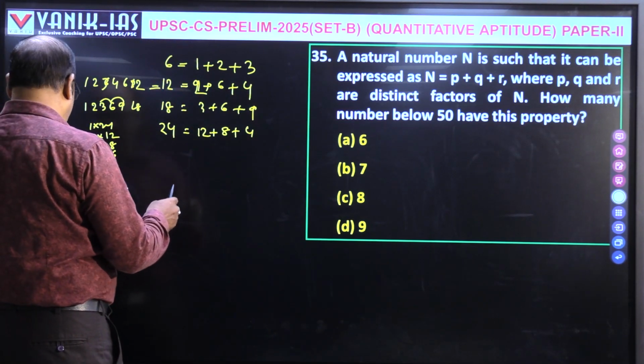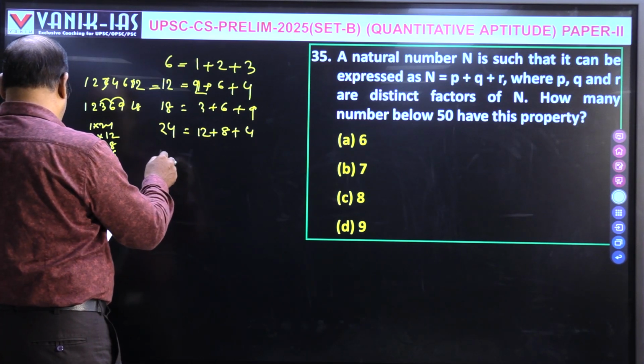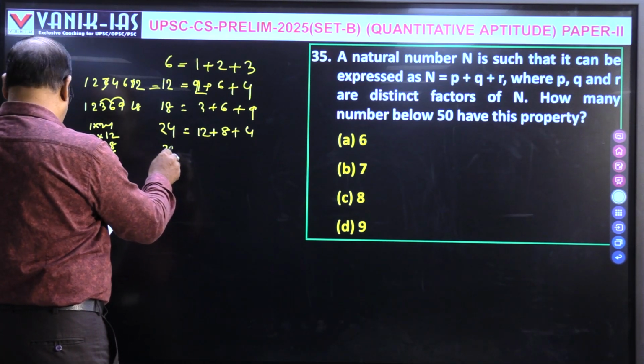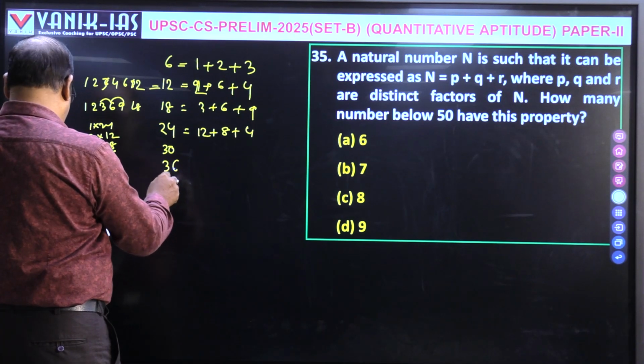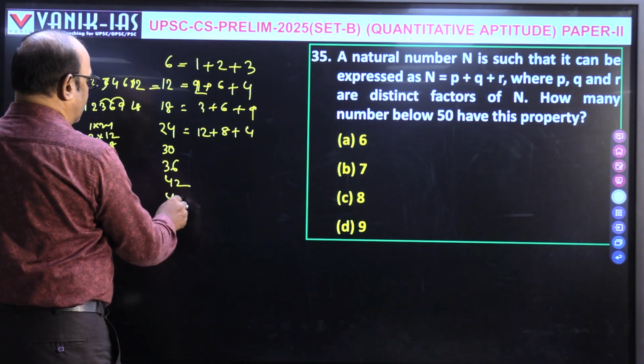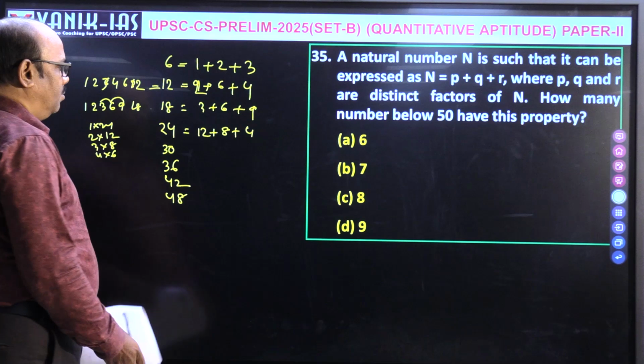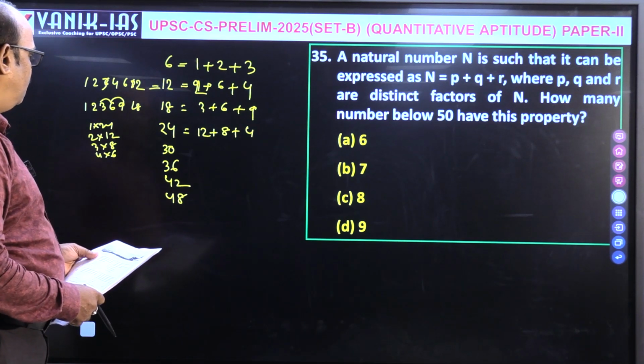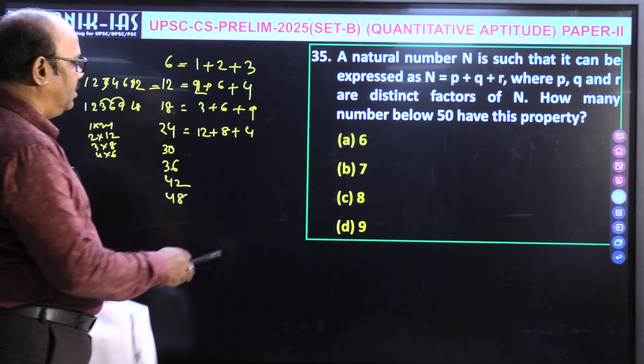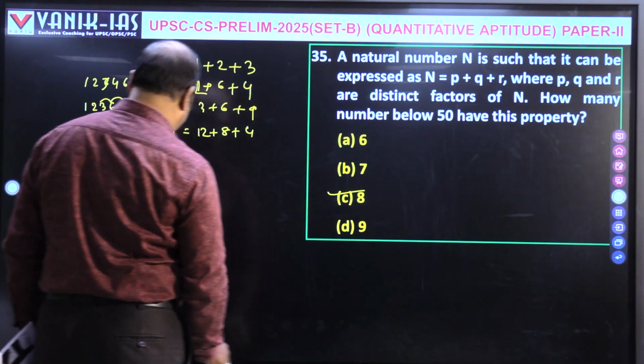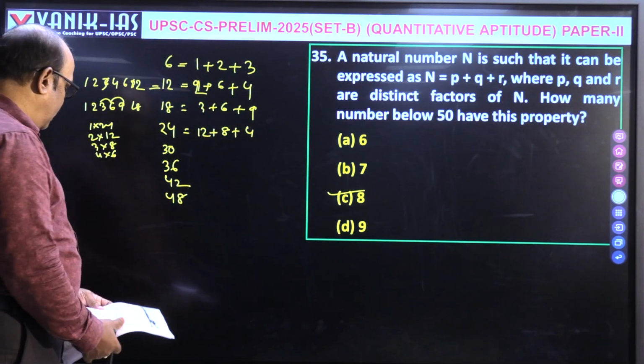Similarly 18, 24, similarly 30 is also there, 36 also, 42 also, 48 also. So like this the possible numbers are 1, 2, 3, 4, 5, 6, 7, 8. So the option coming is C. Next number.